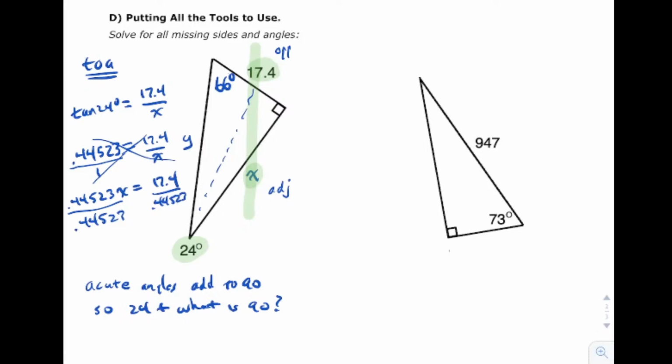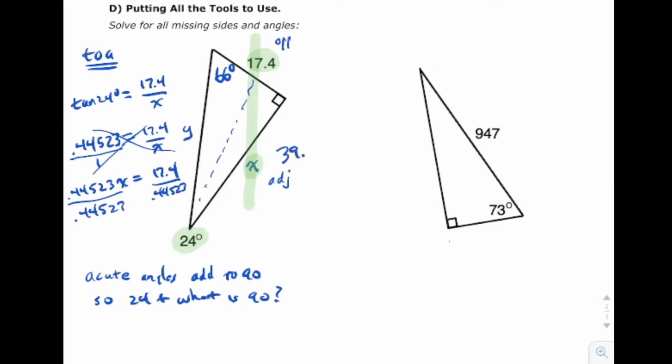17.4 divided by 0.44523 is, I got myself an answer of 39 point, I'm going to go 0.8. Typically I go one more decimal place than they gave me. They gave me 1, I'll give them 2. Cool, we got a side. Let's erase this stuff. I don't need that anymore.